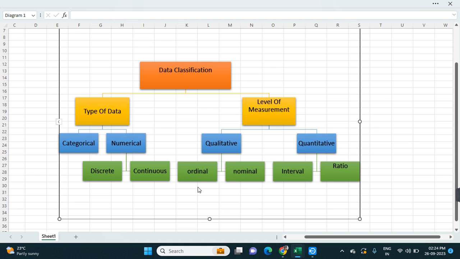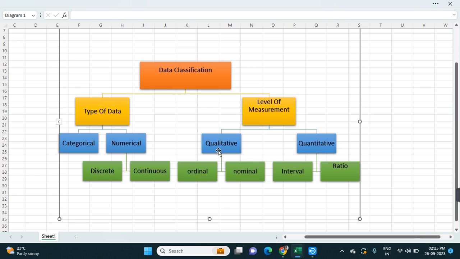Ordinal means we can represent it in the form of order. For example, the data related to education qualification like undergraduate, graduate, professional, illiterate. This is qualitative data, but it can be ordered, so it comes under ordinal data. How can we order that? For example, if we want to rank them, we can rank post graduation on the upper side, then graduates, then undergraduates, then illiterate. So this is qualitative data, but it can be ordered.